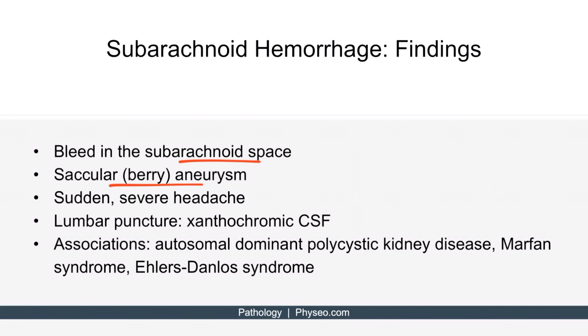A lumbar puncture shows xanthochromic CSF, and this is because the brain is bleeding and the red blood cells get broken down, leading to the breakdown of bilirubin, which causes yellow discoloration. And the yellow discoloration is termed xanthochromia. Importantly, saccular aneurysms and therefore subarachnoid hemorrhages are associated with a couple of genetic conditions, including autosomal dominant polycystic kidney disease, Marfan syndrome, and Ehlers-Danlos syndrome.